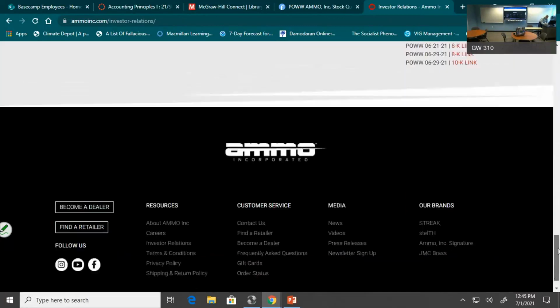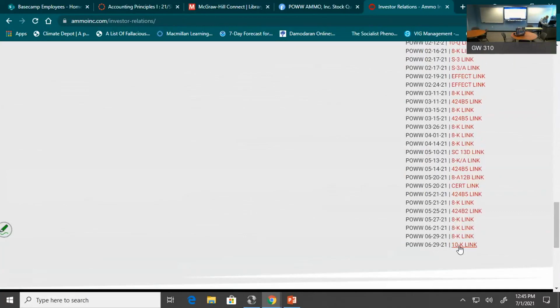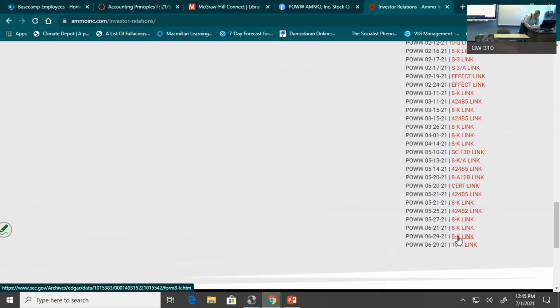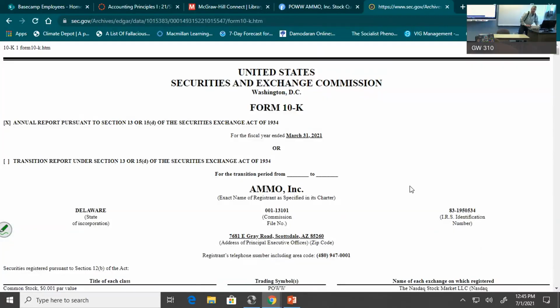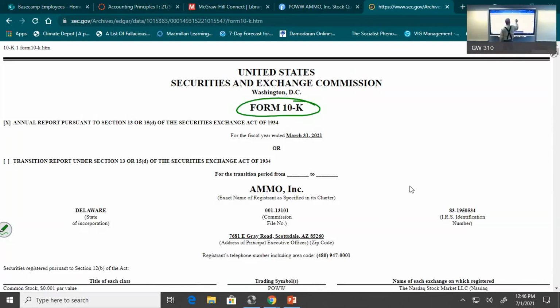And so let's go down here. 6/29/21 10K. 6/29/21 8K. Let's look at their 10K. So here's their 10K. Now you can see they all look the same.